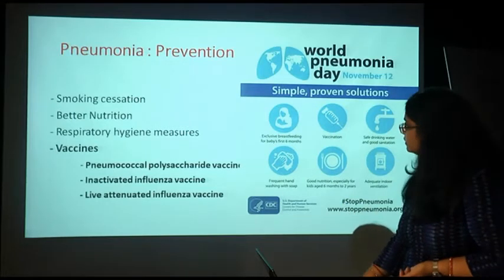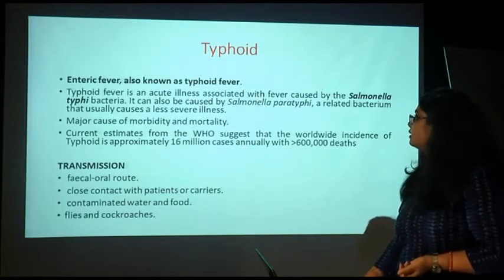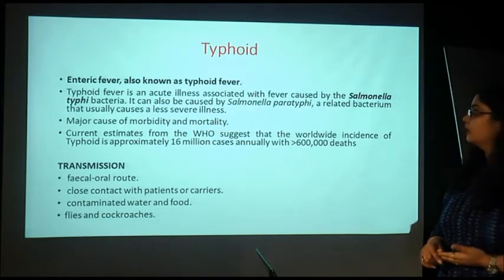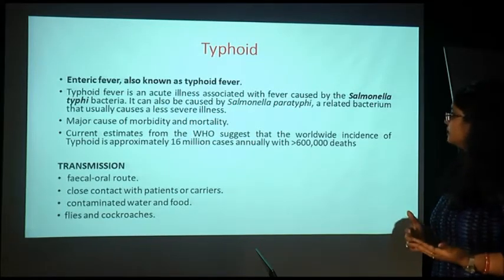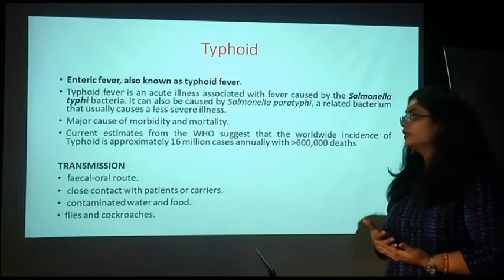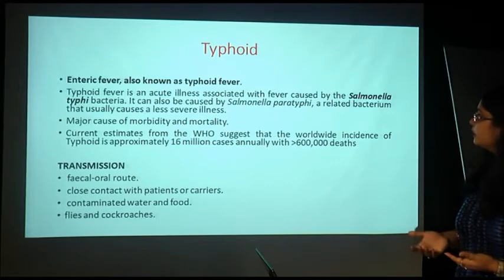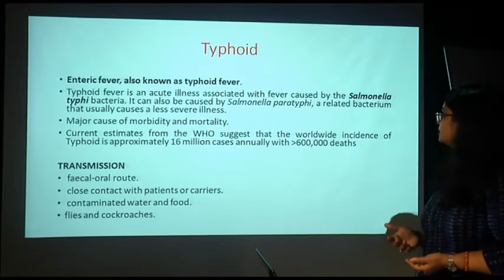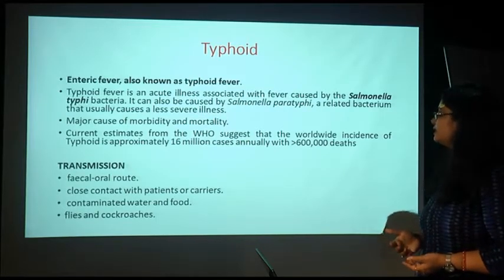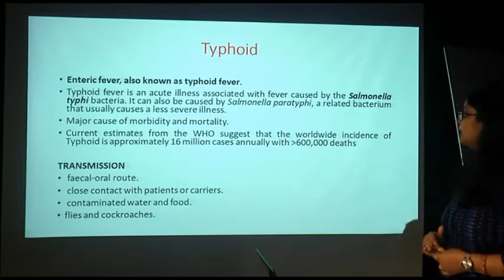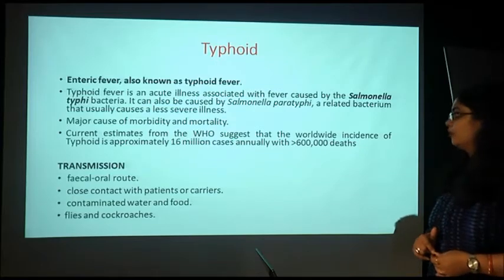Next comes typhoid. Typhoid is also known as enteric fever. The causative agent, the pathogen here, is Salmonella typhi. It's a bacterium. It can also be caused by a related bacterium called Salmonella paratyphi, which usually causes a less severe form of typhoid. It's a major cause of morbidity and mortality.